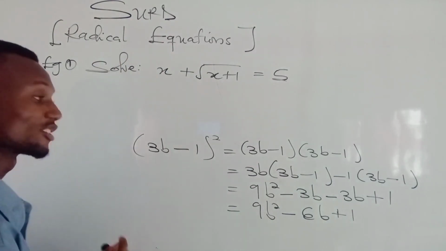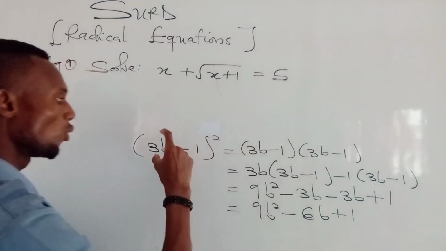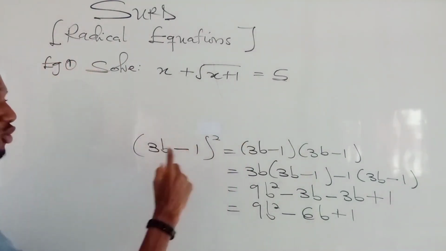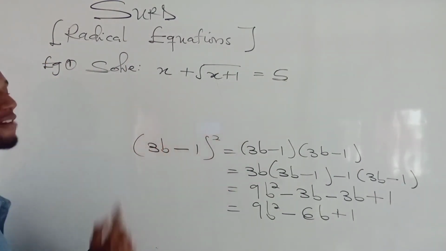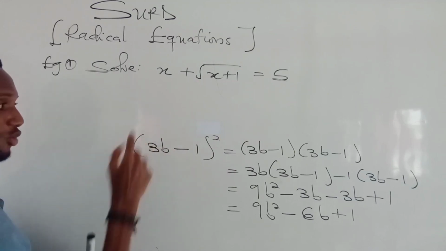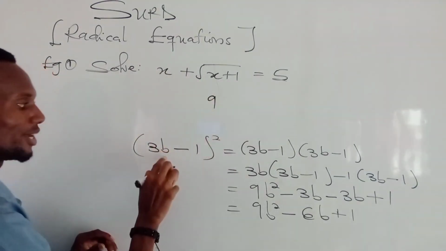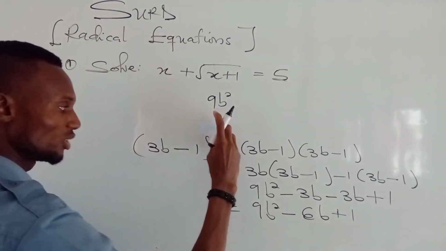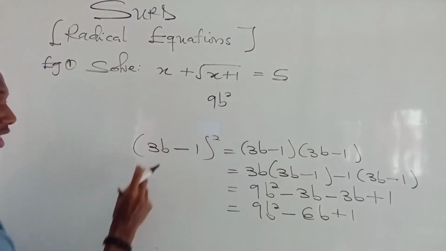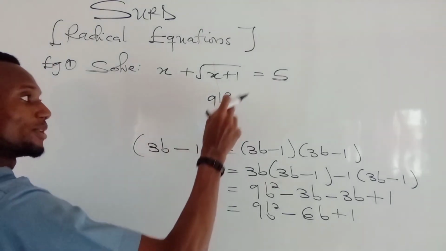So this is how the shortcut is going to be. The power 2 will square the first term. When the power 2 is squaring the first term, it will affect the 3 and also the b. So 3 squared gives me 9 and b squared gives me b squared. So the power 2 here squares the first term: 3b squared will give you 9b squared.